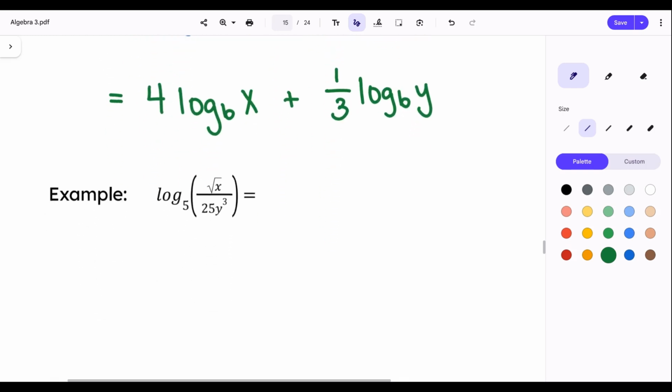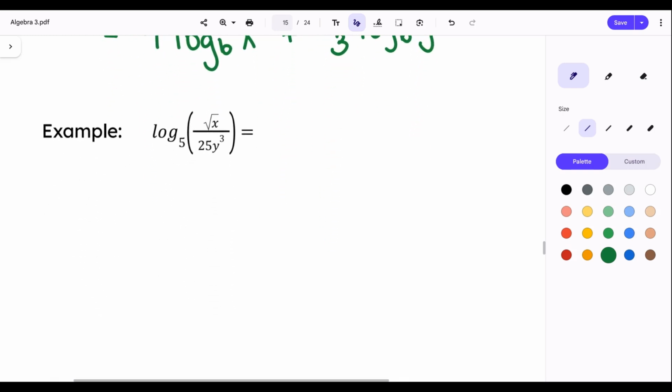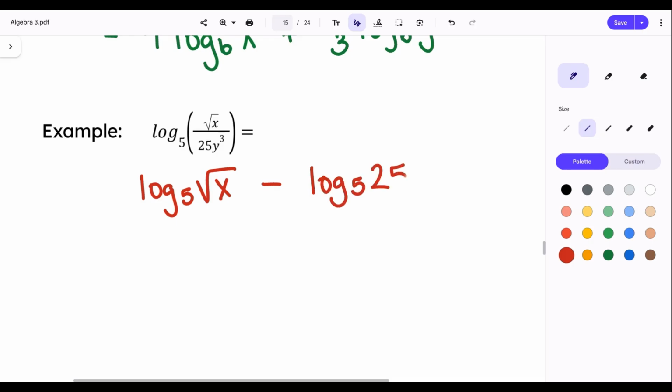But if you look at this next one here, see how there is a fraction inside of the parentheses. Remember, fraction means division. So we're going to actually want to start out with our quotient rule. I'm going to begin by separating these out. I'm going to write log base 5 of the square root of x. And since it's division, we're going to do minus instead of plus. And then it's going to be log base 5 of 25y to the third.